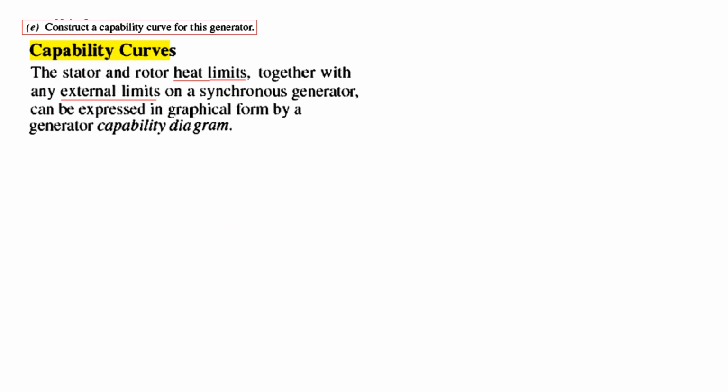Now we finally come to construct a capability curve for this generator. Capability curve is a complicated topic. I'll not explain this, but I'll just give you an idea of what is required. In the capability curve, the stator and the rotor heat up, and that limits the performance, together with any external limits of the synchronous generator. It can be expressed graphically by the capability diagram.